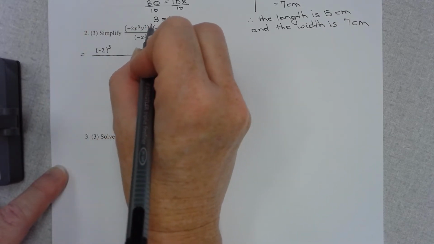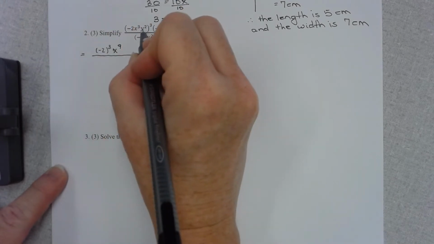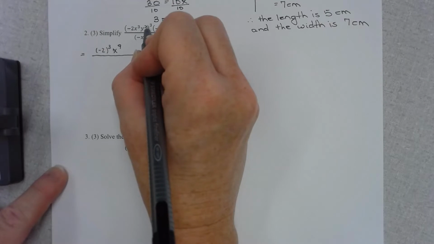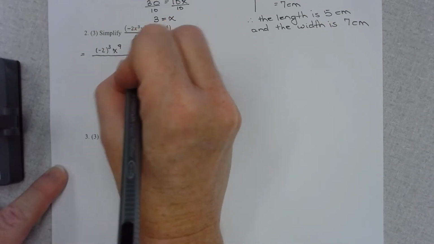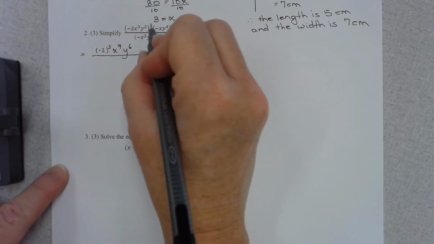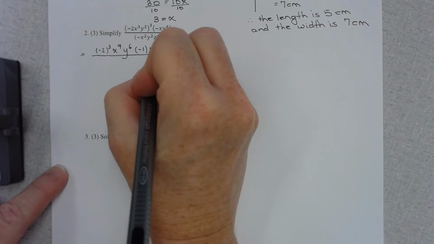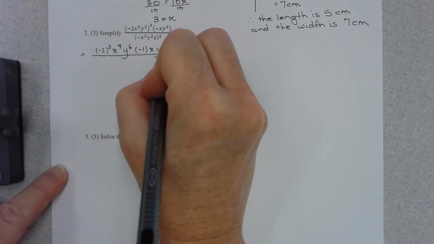Well, when I have a power to a power, I multiply them. So that's 3 times 3, which is 9. And then I have y squared cubed. So again, a power to a power, so I multiply them. So that's y to the 6th. Then I have this other bracket over here. Well, that's just saying that I have -1 times x times y to the 4th.